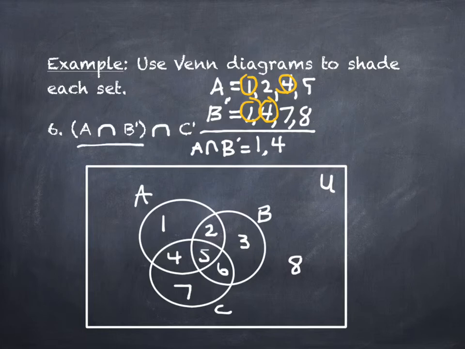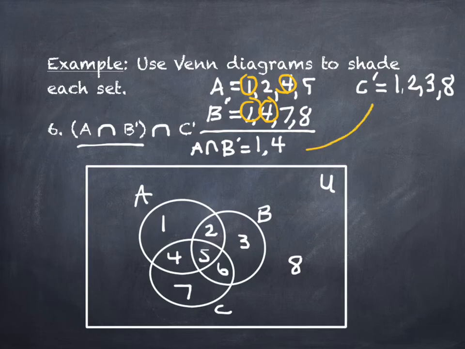Now I'm supposed to intersect that with C prime, so I need to figure out what C prime is. All right, so what is C prime? 1, 2, 3, 8. Everything not in C, right? So that's sort of the top arc and the outside piece.